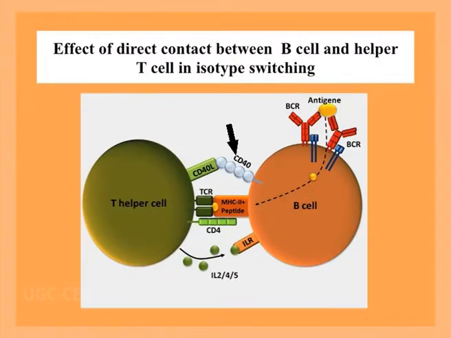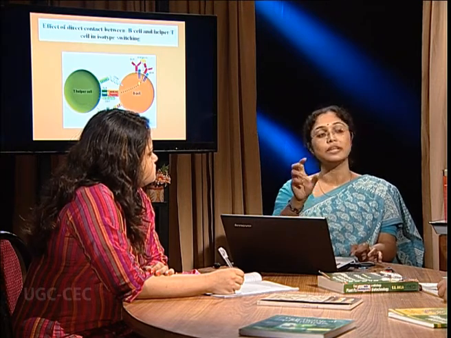Now, direct contact between CD40 and CD40 ligand is also important in class switching. CD40 molecule is present on the surface of B cell, whereas CD40 ligand is present on the surface of T helper cell. And in the absence of CD40 ligand interaction, class switching does not take place. It is evident from an immunodeficiency disorder called hyper IgM syndrome, X-linked hyper IgM syndrome, where TH cells do not express CD40 ligand.